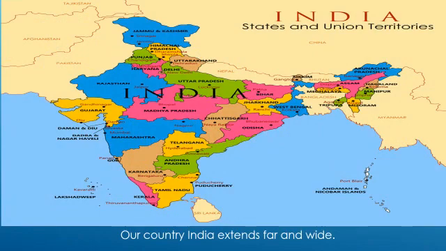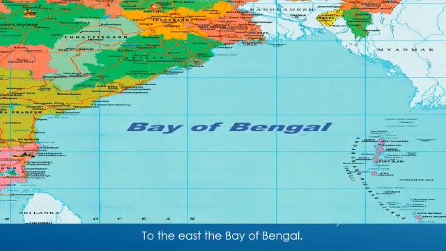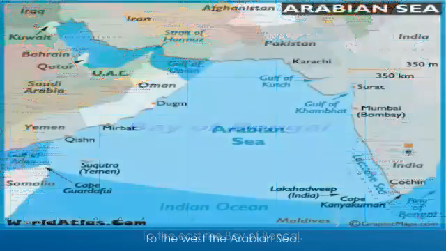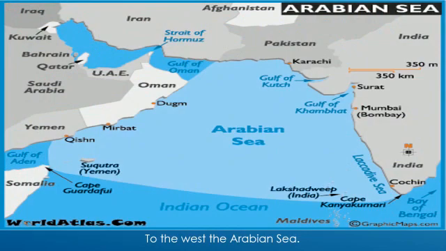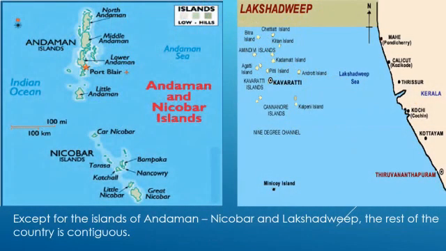Our country, India, extends far and wide. In the north lies the Himalaya. To the east, the Bay of Bengal. To the west, the Arabian Sea. And to the south, the Indian Ocean. Except for the island of Andaman, Nicobar, and Lakshadweep, the rest of the country is contiguous.